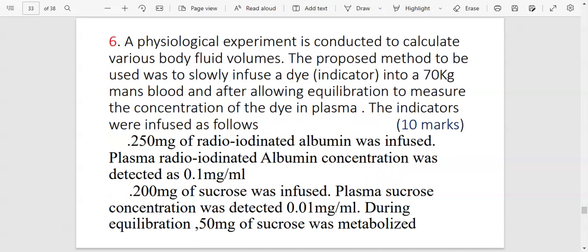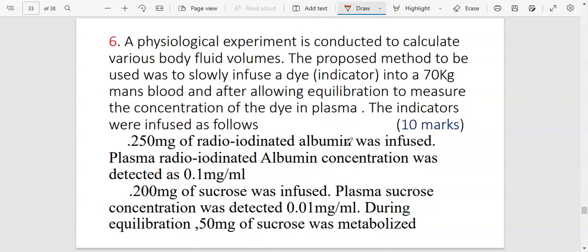So we need to know what the iodinated albumin measures, whether ICF, ECF, total body water, plasma, or interstitial. We mentioned this. And then 200 mL of sucrose was infused. Plasma sucrose concentration was detected as 0.01 milligrams per mL. During equilibration, 50 mL of sucrose was metabolized.